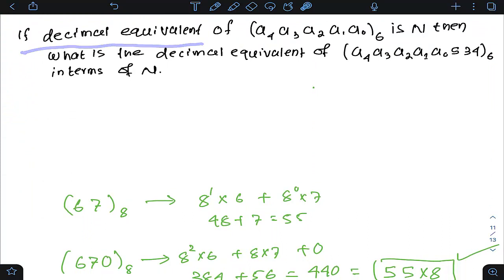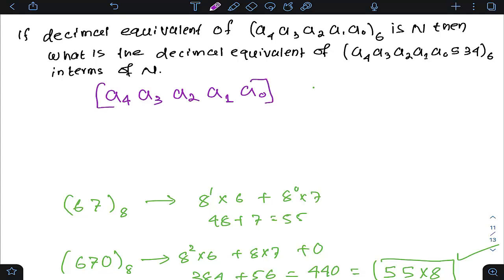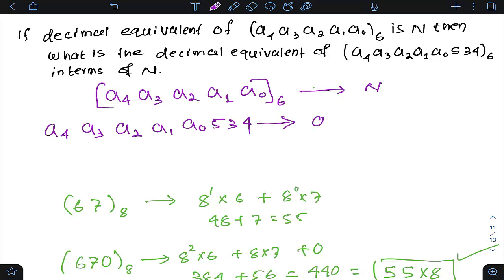If the decimal equivalent of A4, A3, A2, A1, A0 in base 6 is n, then what is the decimal equivalent of A4, A3, A2, A1, A0, 534 in base 6 in terms of n? So I have a base 6 number, its decimal equivalent is n, right? What is the data given is A4, A3, A2, A1, A0. So this is in base 6, its decimal equivalent is n. Now students, this number which is A4, A3, A2, A1, A0, 534 can be written as A4, A3, A2, A1, A0, 0, 0, 0 plus 534.